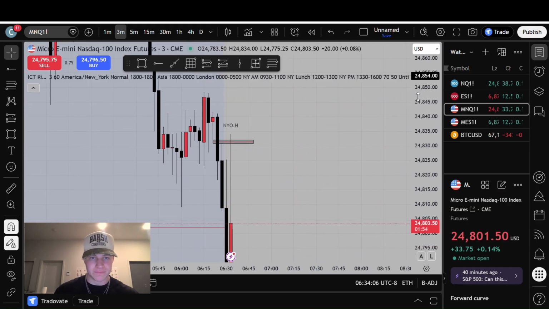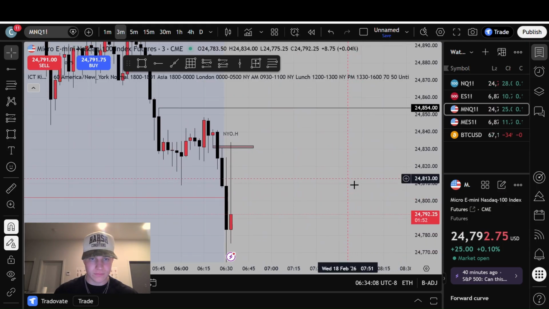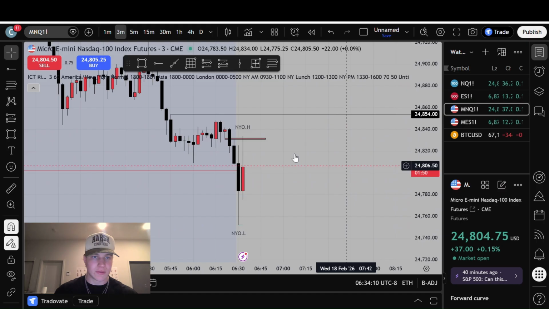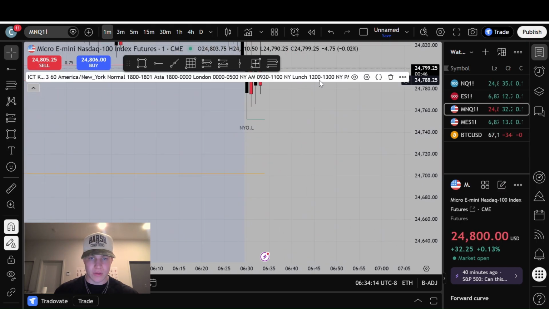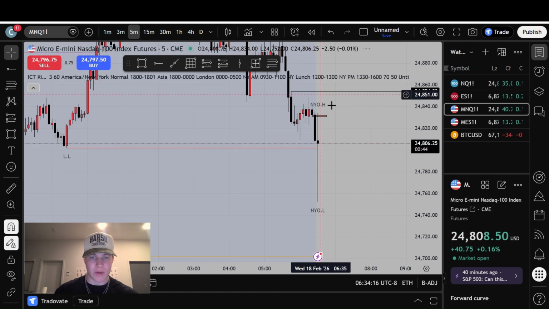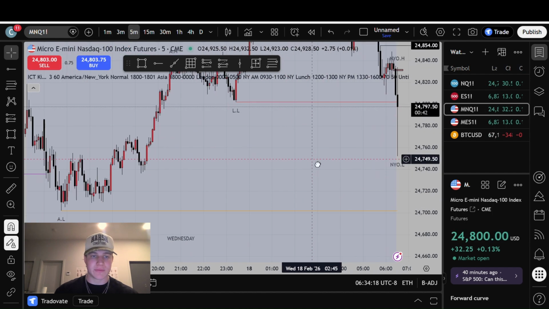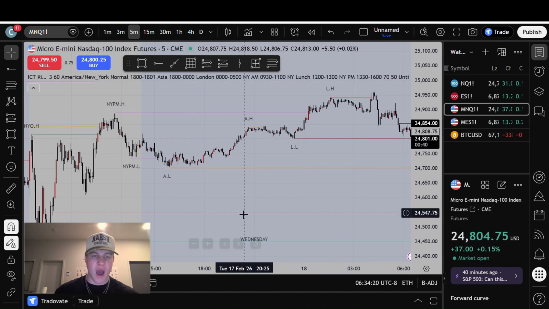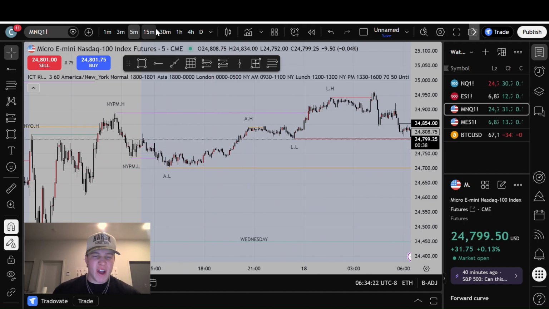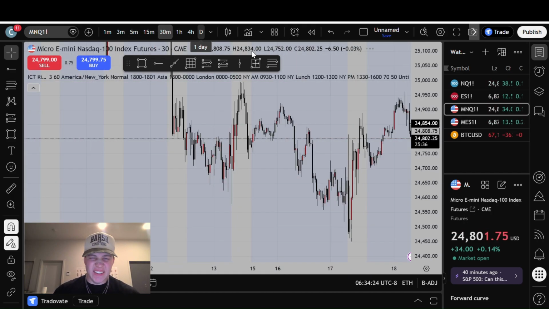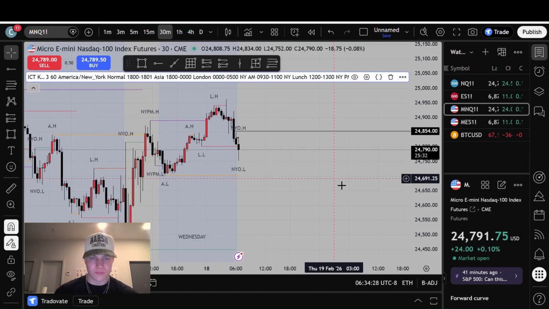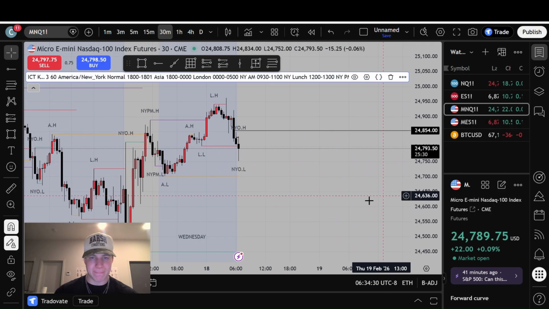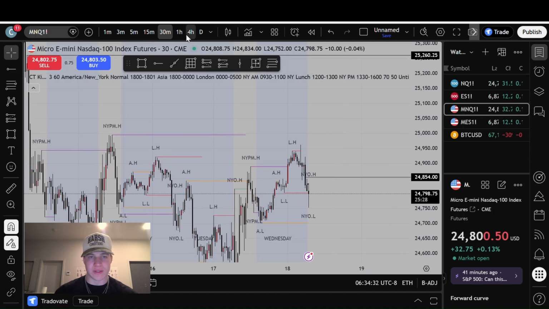On NQ. Oh wow, look at this. I wouldn't be surprised if it wanted to go lower here. I mean, these Asia lows bring a section liquidity there. But I just would really like to see.